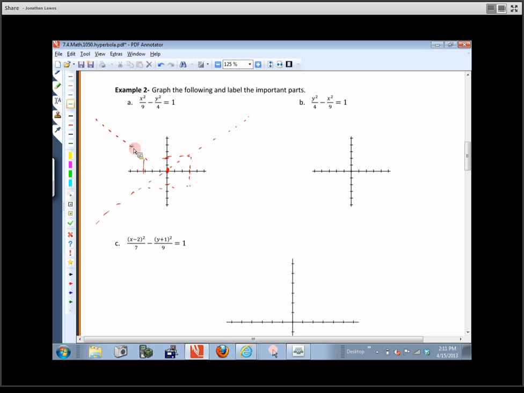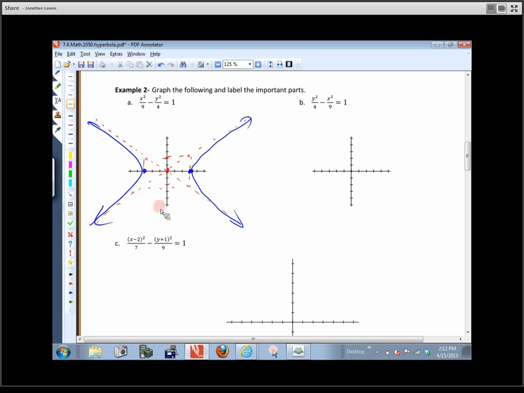Which way does this open? Opens in the x direction, right? So to the side. So I'm going to put a little dot right here and a little dot right there. That means I'm going to have to come along here and touch that. So I run along the asymptote, curve around and touch that point, curve back around and run along the asymptote. Same thing over on this side. Doesn't have to look perfect, especially if we label this correctly.